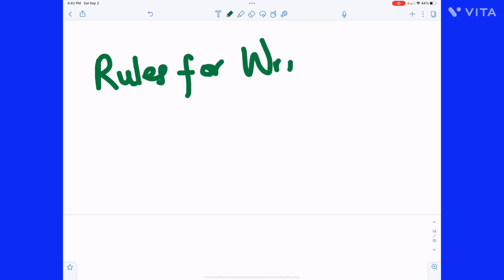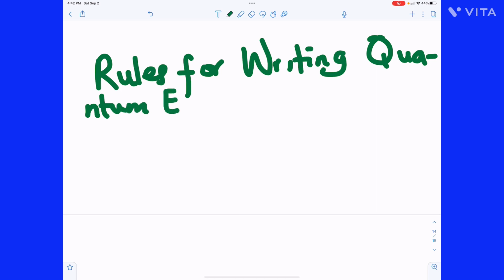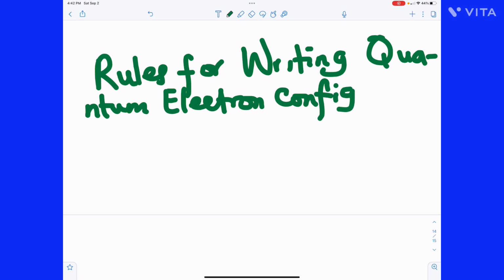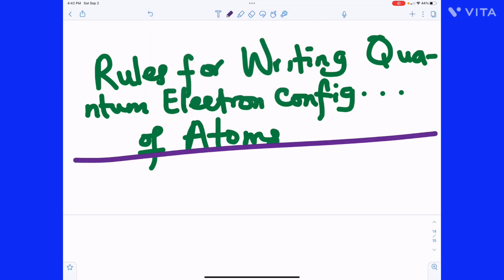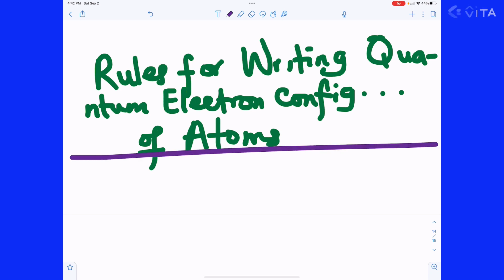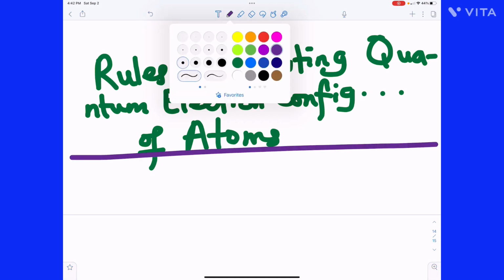Now, to write quantum electron configuration, there are rules. Rules for writing the quantum electron configuration of atoms. You can fill this up yourself. I'm trying to manage my time here. I don't have too much of it. Let's take it one by one.